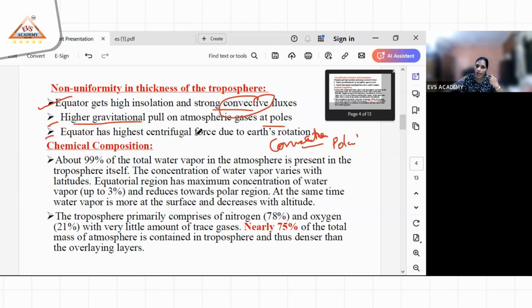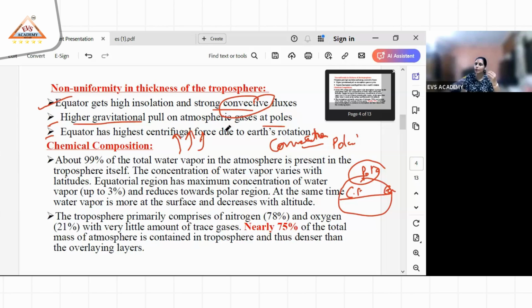Third, the equator has the highest centrifugal force due to earth's rotation. Now see, if this is our earth, there is the equator, this is the pole. When the earth rotates, there is a centrifugal force, and we know that the centrifugal force is more at the equatorial region as compared to the polar region. And we know that gases or any material in the gravitational and centrifugal force, this is the direction. So what will happen as the centrifugal force is more at the equator, the gases get further away from the center as compared to the polar region. That is why, if this is the equatorial region, gases can move to a greater height, more away from the center, as compared to the polar region. This is the next reason for the non-uniformity in the thickness of the troposphere.